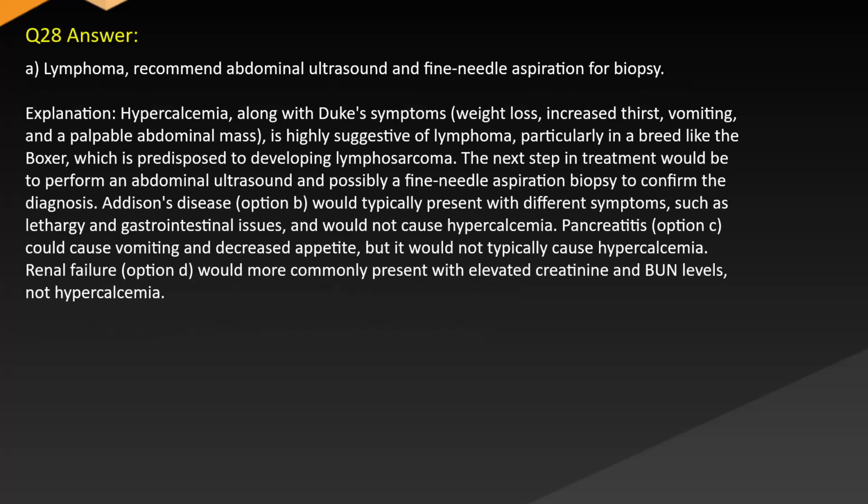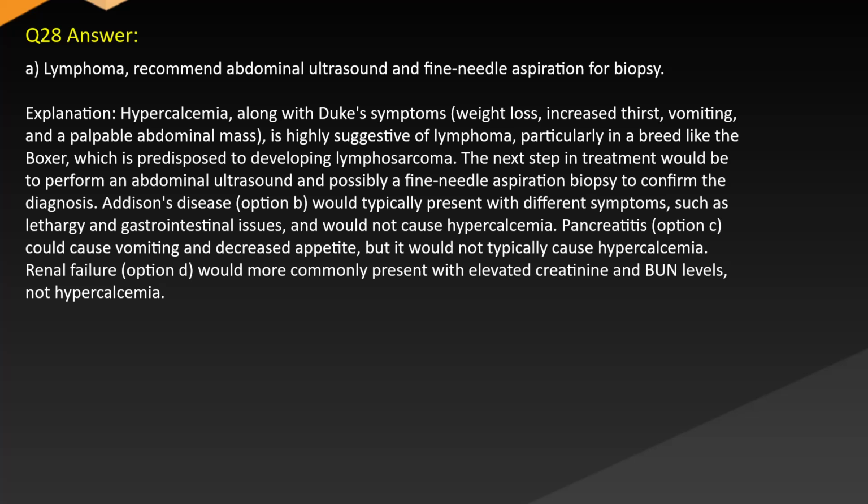Answer A. Lymphoma, recommend abdominal ultrasound and fine needle aspiration for biopsy. Explanation. Hypocalcemia, along with Duke's symptoms, weight loss, increased thirst, vomiting, and a palpable abdominal mass is highly suggestive of lymphoma, particularly in a breed like the boxer, which is predisposed to developing lymphosarcoma. The next step in treatment would be to perform an abdominal ultrasound and possibly a fine needle aspirate biopsy to confirm the diagnosis.